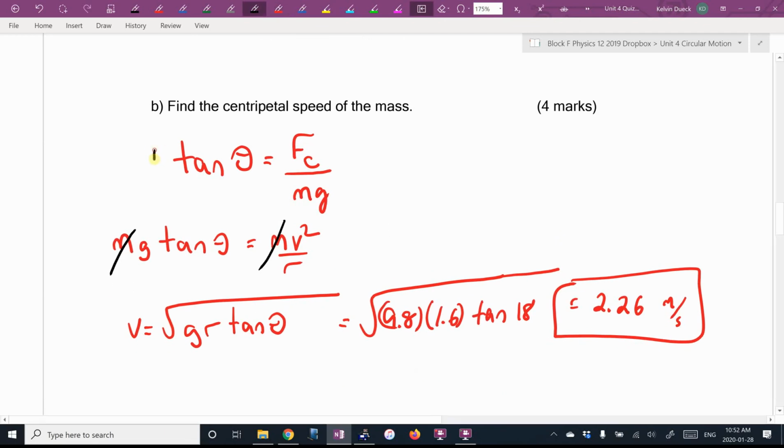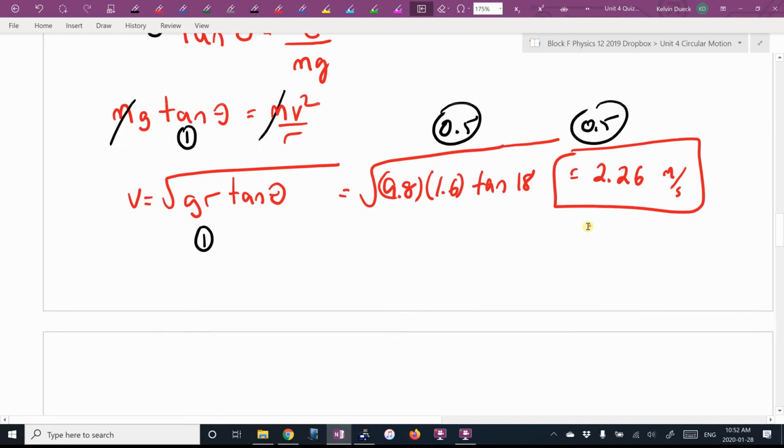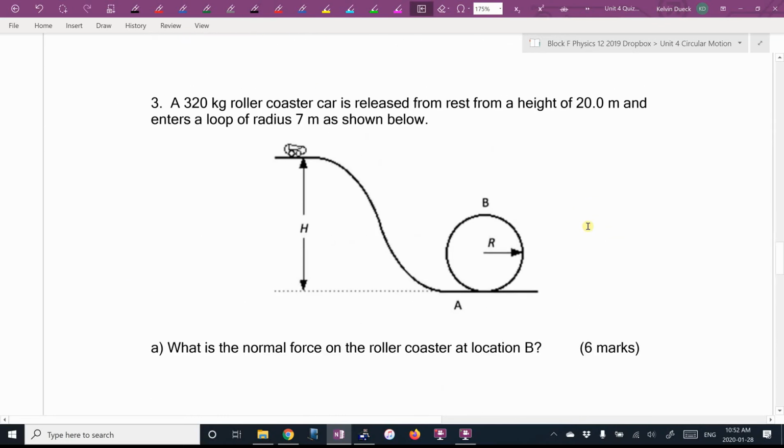Otherwise, I would probably go 1 mark for that, 1 mark for that, 1 mark for that, half mark for the numbers, half mark for the answer. Then I would turn the page. Ooh, boy. This one had some teeth.